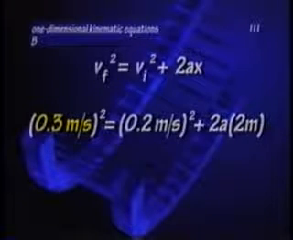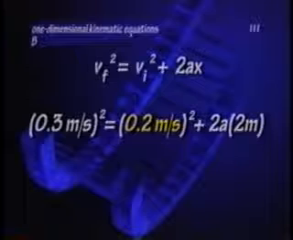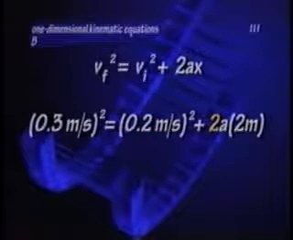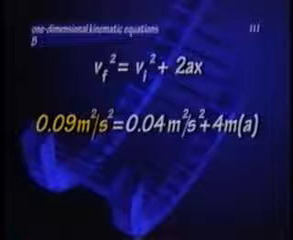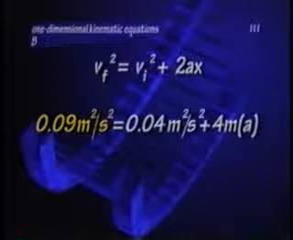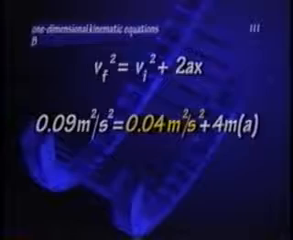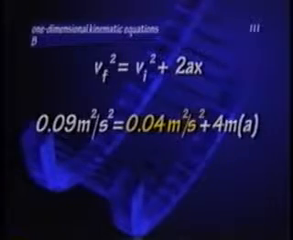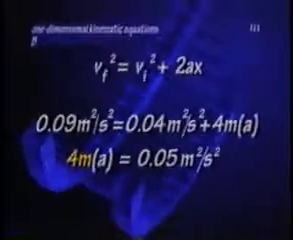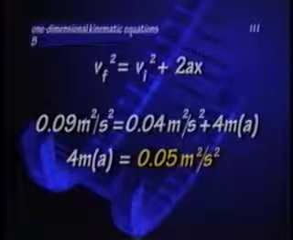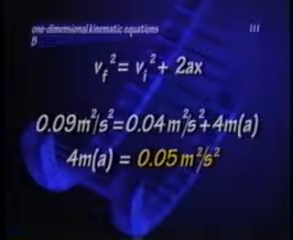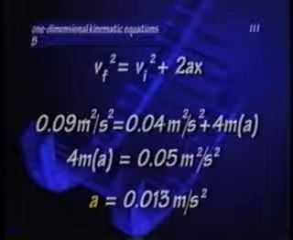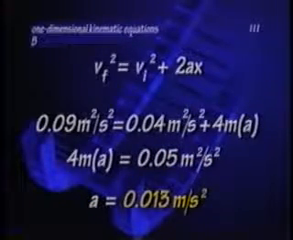So that's 0.3 meters per second squared equals 0.2 meters per second squared plus 2 times a times 2 meters. 0.09 meters squared per second squared equals 0.04 meters squared per second squared plus 4 meters times a. That's 4 meters times a equals 0.05 meters squared per second squared. Solve for a, and we get that Not Quite Bright's acceleration is 0.013 meters per second squared.